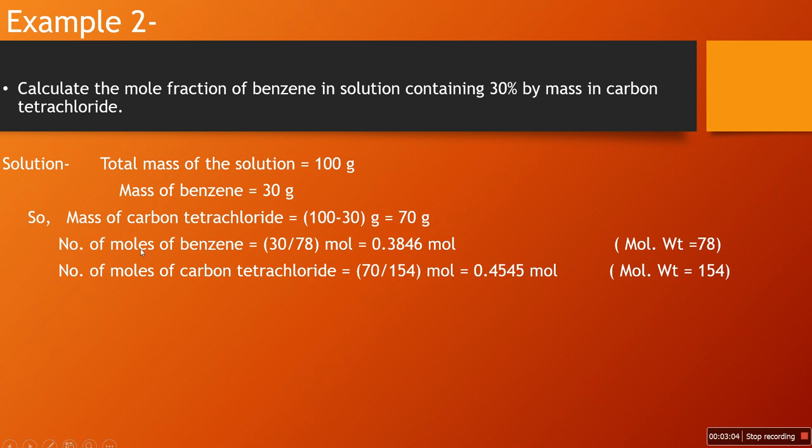Now we calculate the number of moles of benzene, which can be calculated by dividing the mass of benzene by its molecular weight. Similarly, the number of moles of carbon tetrachloride can be calculated. Then the mole fraction is calculated easily by applying the formula, and the mole fraction comes out to be 0.458. So this is about the mole fraction.